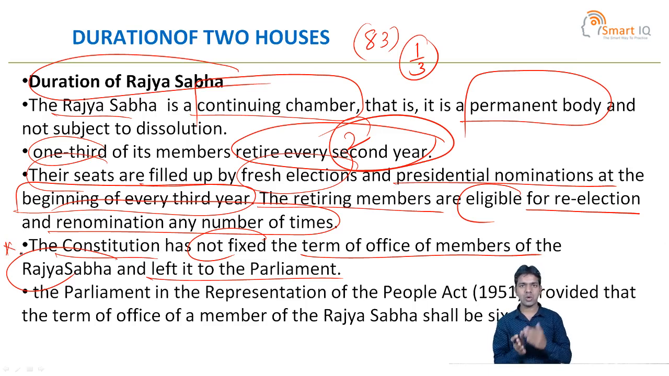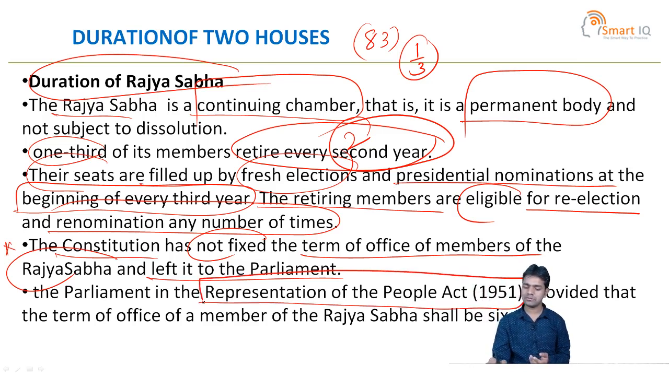The Constitution has not fixed the term of office of the Rajya Sabha member, but it is left to the Parliament. The Parliament decides the term of the member of Rajya Sabha, not the Indian Constitution. Very important: the Representation of the People Act of 1951 provides that the term of office of the member shall be 6 years.